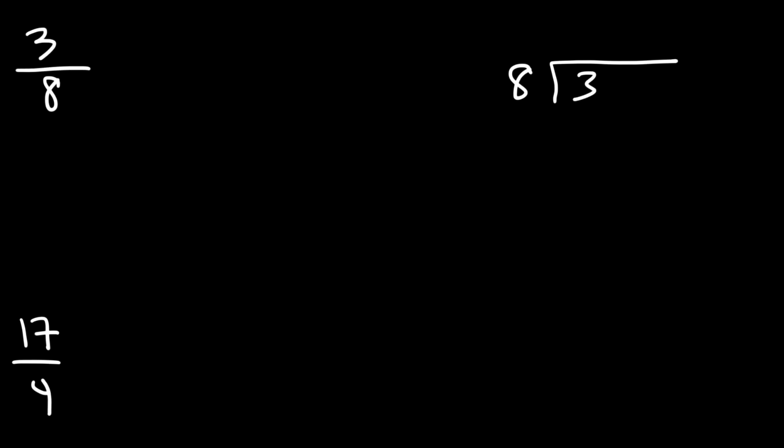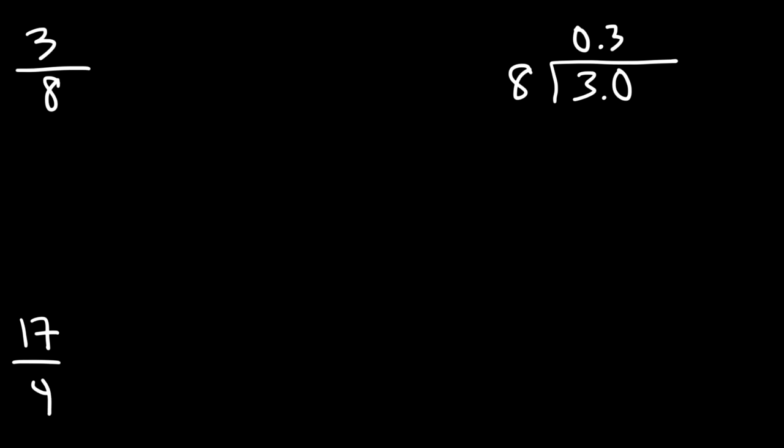For the sake of practice, go ahead and try these two examples, 3 over 8 and 17 over 4. Convert each one into a decimal. So let's start with the first one. Now 8 goes into 3 0 times. So let's add a decimal point. How many times does 8 go into 30? 8 goes into 30 3 times.